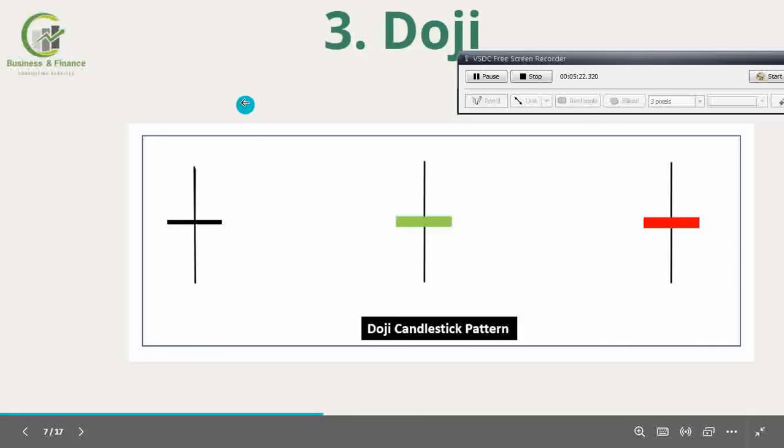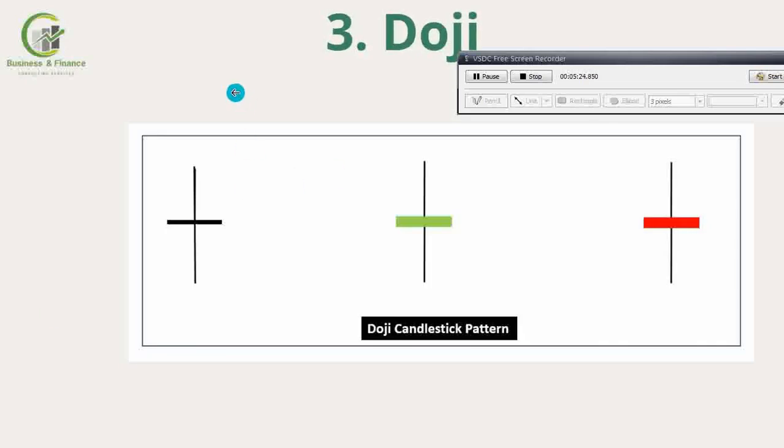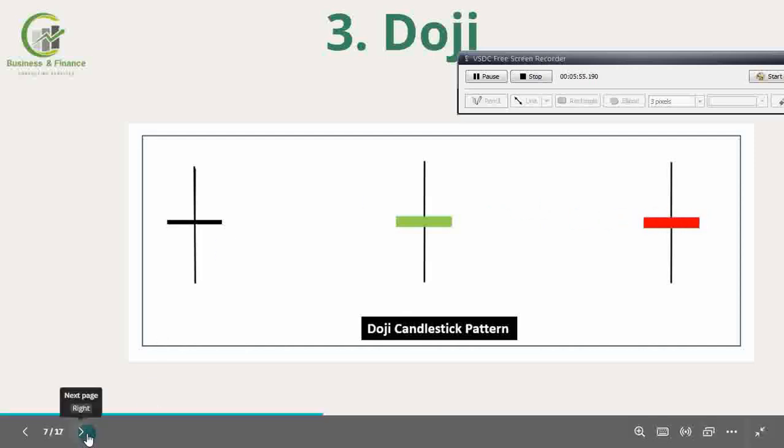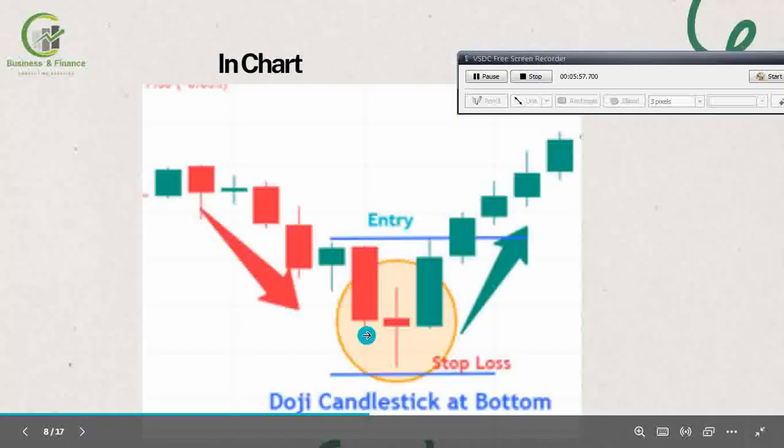Now the third type of candlestick is the Doji candlestick pattern. This is also part of the reversal candlesticks, which is very powerful. The closing and opening will be the same, or the body should be less than 5% and smaller than the wick. The color doesn't matter. So now let's go and see how we have to trade.